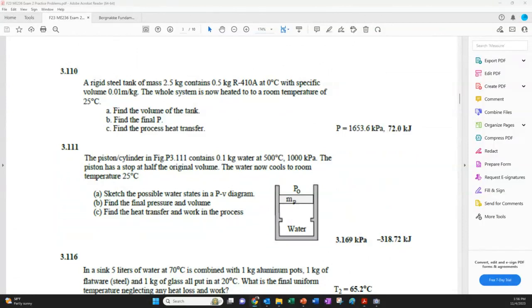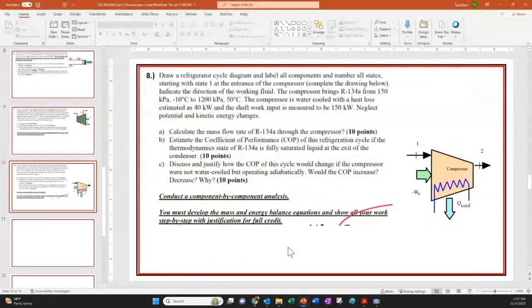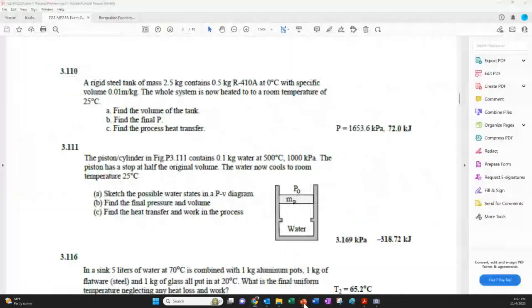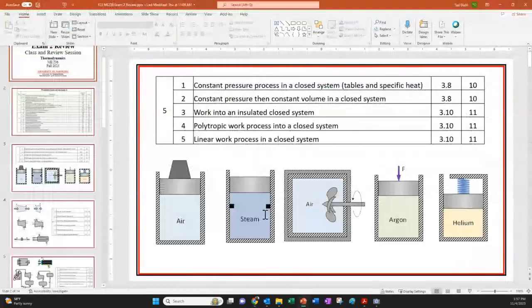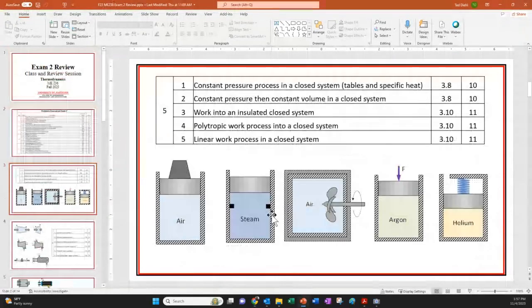Let's see. I'll write this down. This is problem 3.111. And we've got this little figure to help us envision what we're talking about. What kind of problem type would you call this one? Giving it a name. Well, it's similar to this guy right here, right?